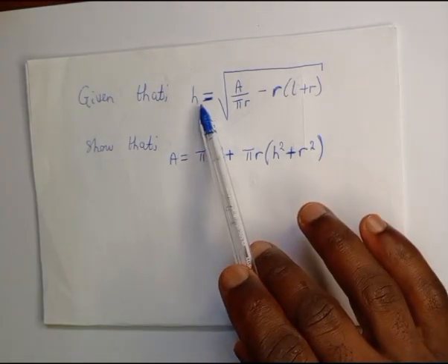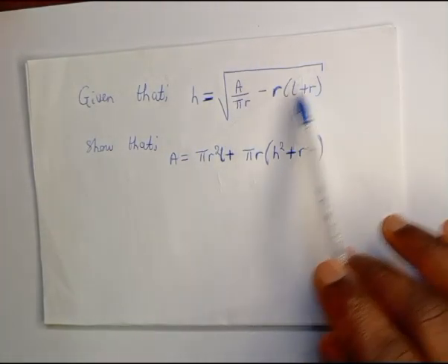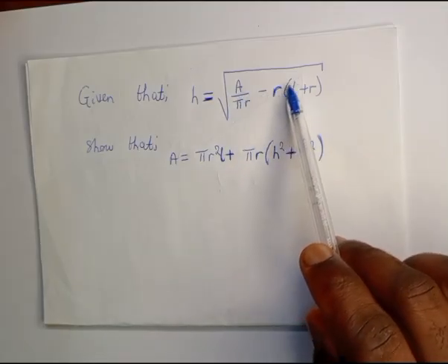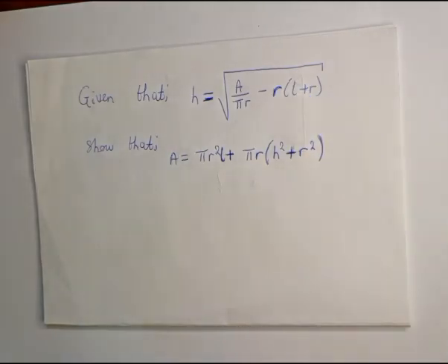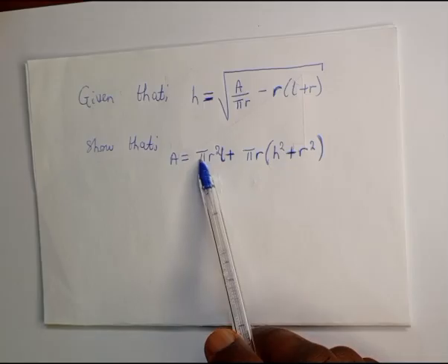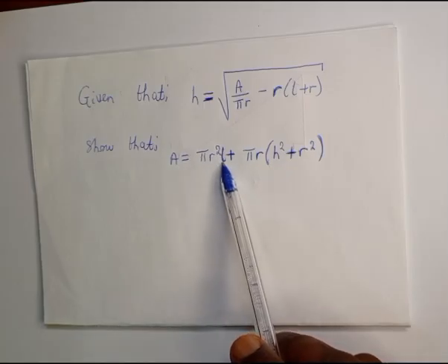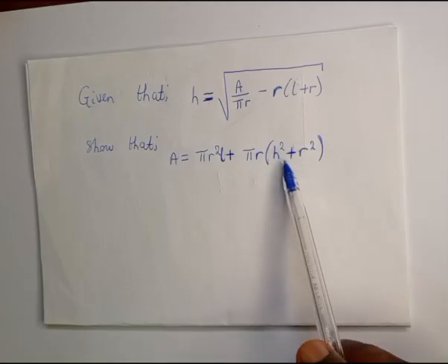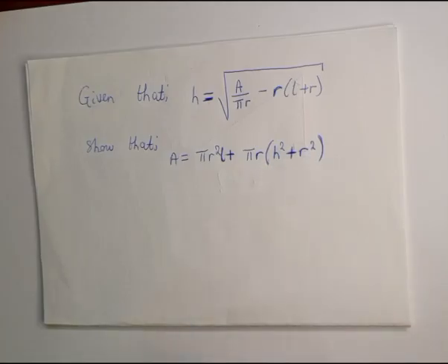Given that h is equal to the square root of a all over pi r minus r times L plus R, show that A is equal to pi R squared L plus pi R times H squared plus R squared. For us to show that A is equal to the expression we have at the right hand side, it is very simple.